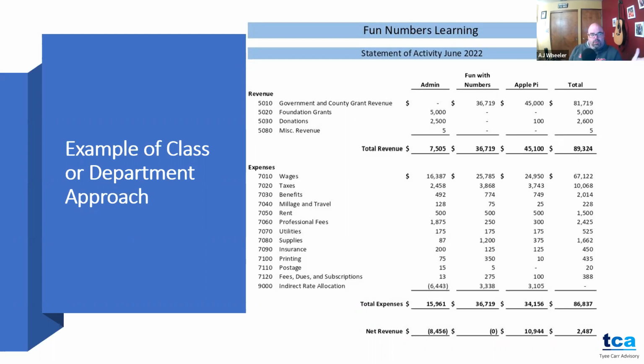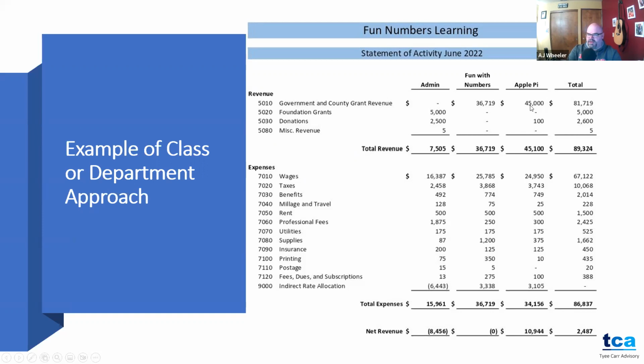And when it goes like this, you can see Fun with Numbers here. It looks like Fun with Numbers is a reimbursement grant, because you have the exact amount of income that you do expense here. Whereas Apple Pie looks like maybe it is funded through a couple of grants and donations where they actually have a profit. So they were given an amount of money to run this program.